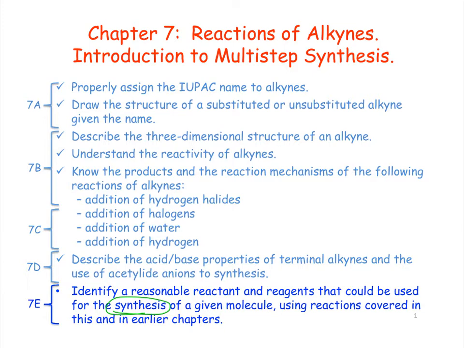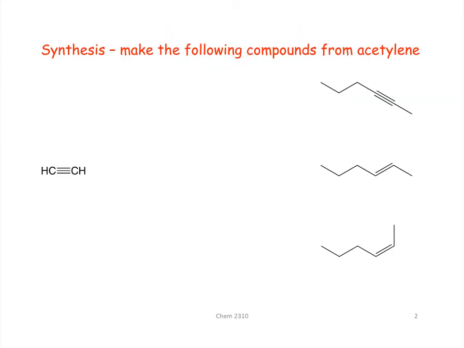different useful organic chemicals. It's also a good way to practice and study and remember your reactions for each of the chapters. So let's take a look. In this first problem, we're going to start with acetylene over here, and we want to be able to convert acetylene to each of these molecules on the right. Okay, so let's start with the top one.